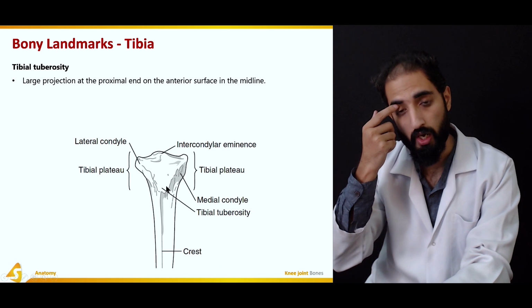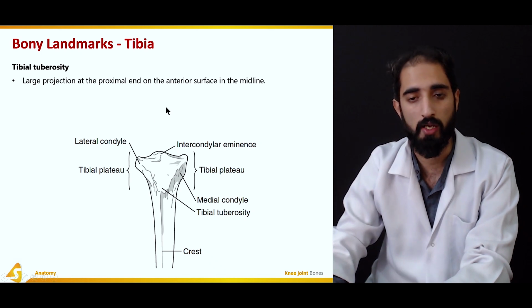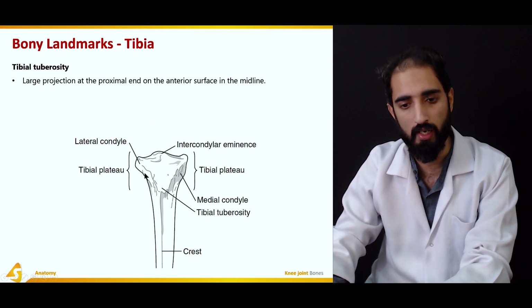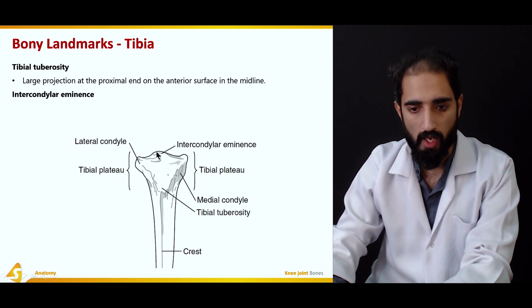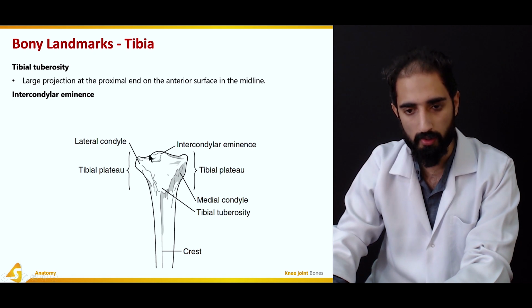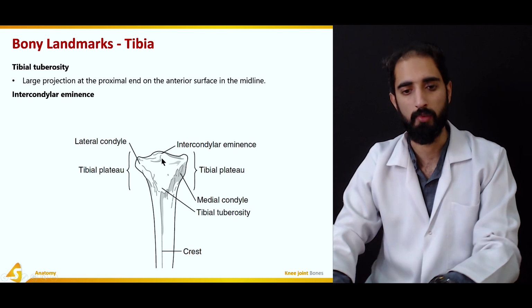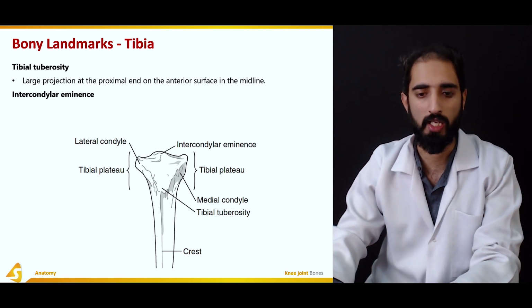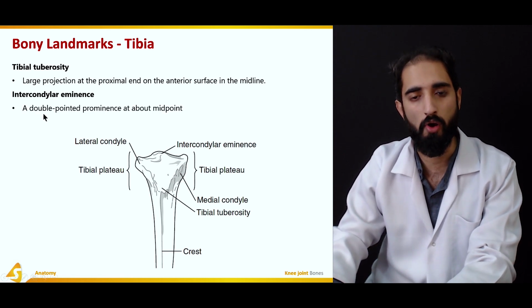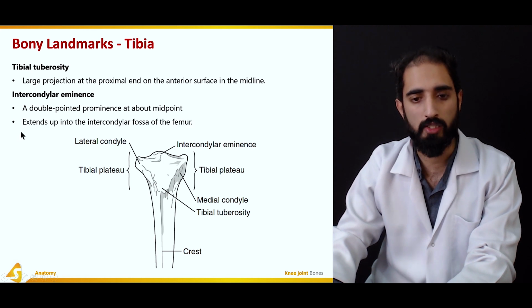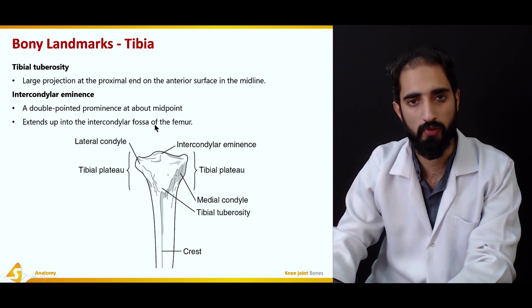So it is actually a large projection at the proximal end and on the anterior surface in the midline of the tibia. There's another structure which is known as the intercondylar eminence. So this is the tibial plateau, and at the center of the tibial plateau there is an eminence which is known as the intercondylar eminence, which means between the two condyles, namely the lateral and medial condyle of the tibia. So it is a double pointed prominence at about the midpoint on the tibial plateau. It extends up into the intercondylar fossa of the femur.